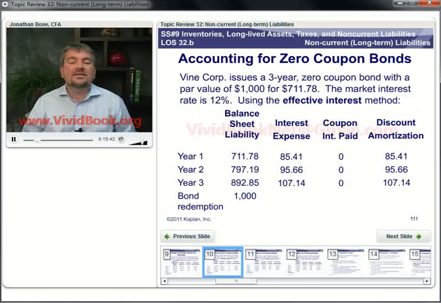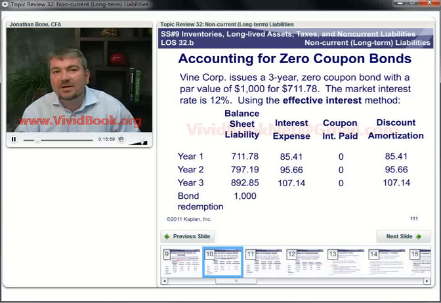Now let's talk about a zero coupon bond. Now a zero coupon bond, of course, is just a deeply discounted bond because it has no coupon. Now, as it has no coupon, most people would say it would have no interest in your income statement. But they would be wrong. You are going to have an interest expense because you're going to spread that discount. Let's have a look at our example.